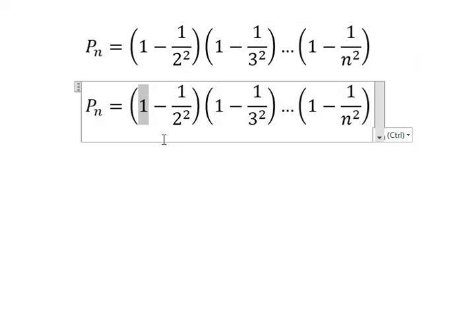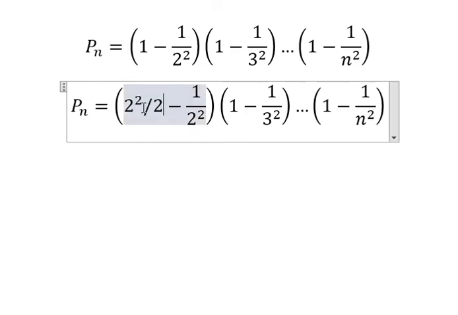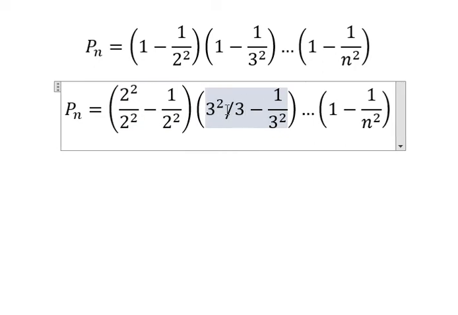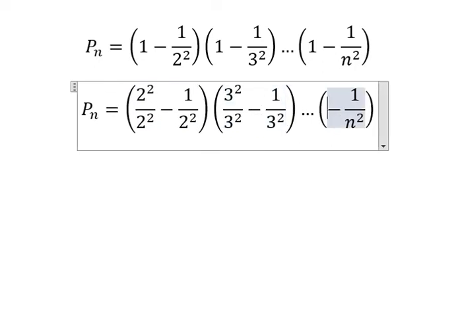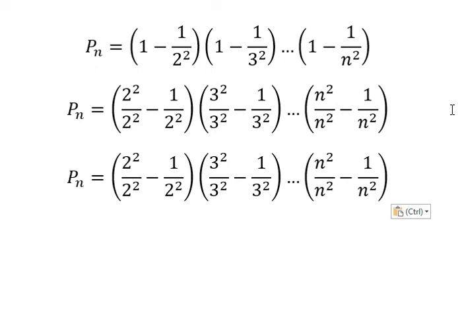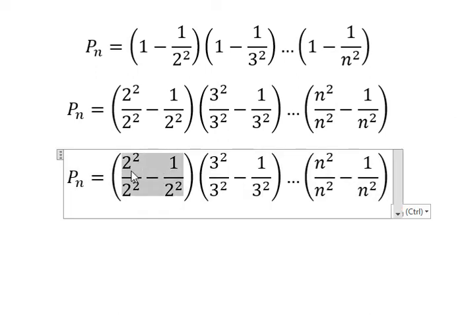About number 1, we need to do common denominator with 2 to the power of number 2, 3 to the power of number 2, until n to the power of number 2. Next, we can put like this. We combine two fractions together.